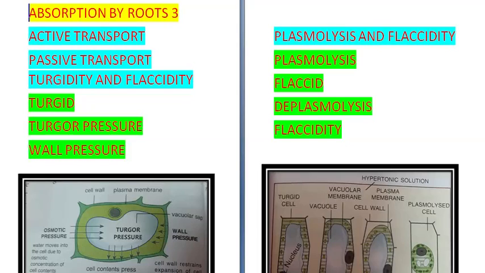Children, I hope you have gone through my previous video, and today we will continue further. We have already studied about osmosis, diffusion, tonicity. Now today we will study about active transport.